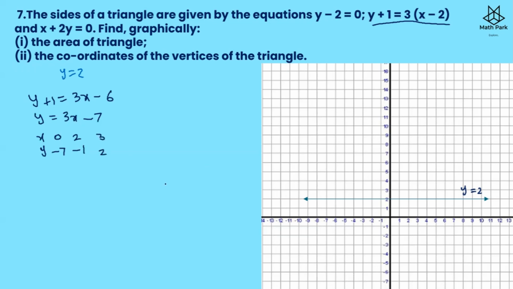So let us plot these points. 0, comma, minus 7. So 0 on x-axis and on y-axis minus 7. So this is your 0, comma, minus 7. Then the next point is 2, comma, minus 1. On x-axis 2 and on y-axis minus 1. So this is your point 2, comma, minus 1. And the next point is 3, comma, 2. So on x-axis 3, on y-axis 2. So this is your 3, comma, 2. Let us draw the line joining the points.